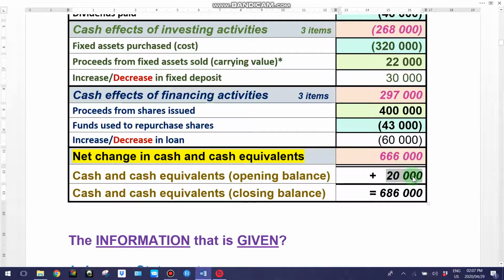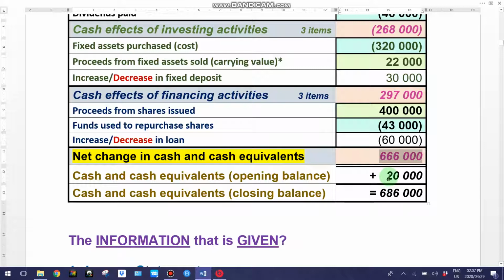It is last year's amount under current assets, and I can see three things under current assets: inventories, trade and other receivables, and cash and cash equivalent, and the balance there is 20,000. So I started the year with 20,000. My closing balance in my bank is 686,000. So the difference there means it increased by 666,000.